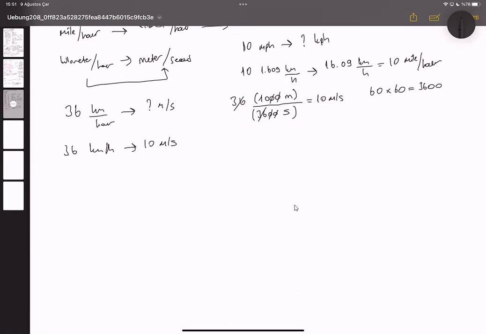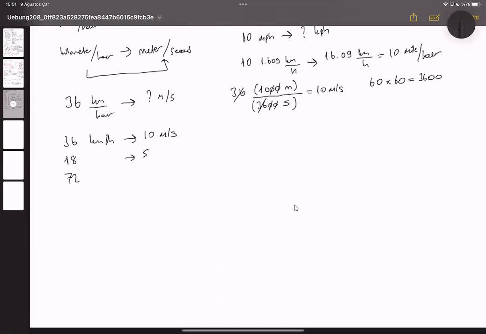Or you can derive it like this. For the 18, it makes 5. For the 72, it makes 20. You can notate it like this. You can use them correctly because in your exam the calculator is not allowed, so they will give the constant ratio to you. For example, 36, for example, 72, like this. So you can easily convert them to each other.